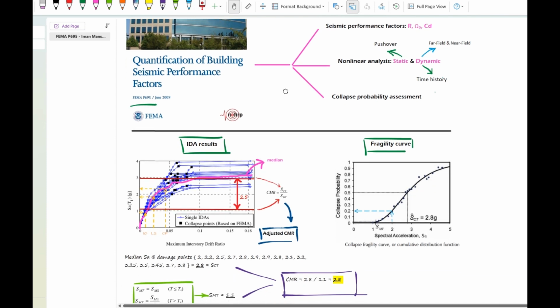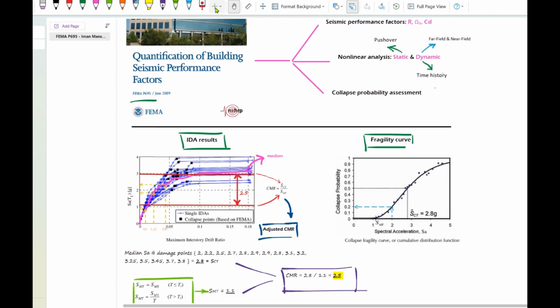All right, take a look at the left plot over here. These are the IDA results. The x-axis shows the maximum inter-story drift, and the y-axis shows the spectral acceleration. Each curve here comes from one ground motion record. The pink line is the 50% fractile, or median, of all IDA curves. It basically summarizes the overall structural response.